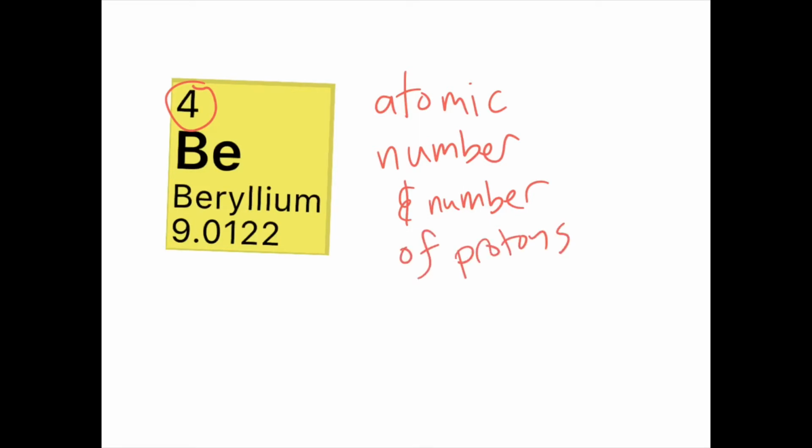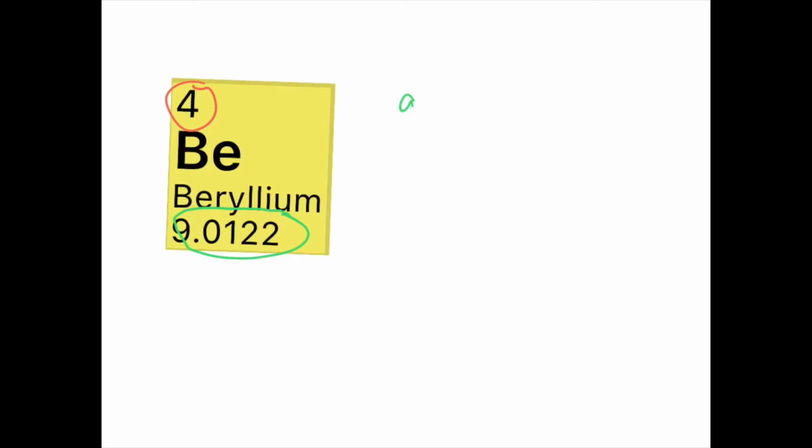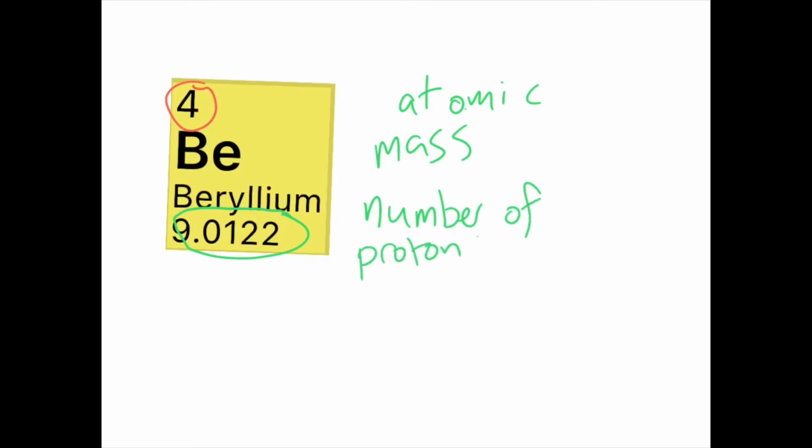So we know the number of protons. What about the number of neutrons? Alright, so to figure the number of neutrons we have, we're going to look at our atomic mass, which is 9.0122. The atomic mass is always the bigger number. We're looking at the atomic mass. We're looking for the number of neutrons. So the atomic mass is the number of protons plus the number of neutrons.